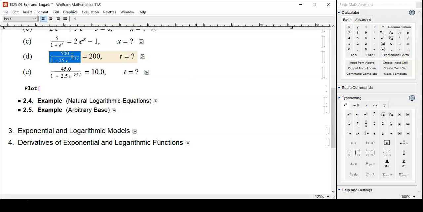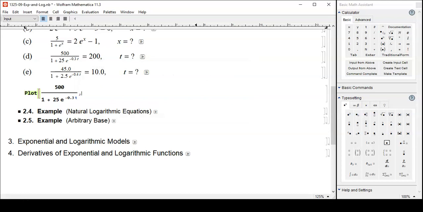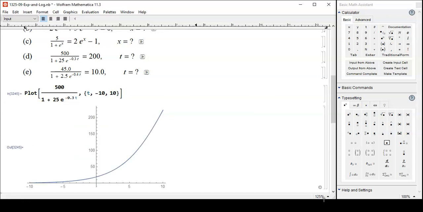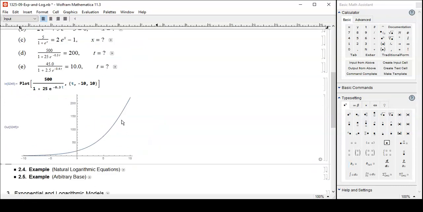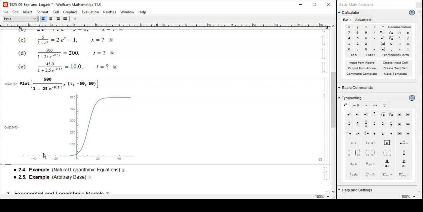For example, this function has this kind of graph. From -10 to 10, it looks like just a plain exponential, just increasing. Okay, -50 to +50, how about that? Now I can see here, to the left-hand side, to negative infinity, going down to 0. To the right-hand side, to positive infinity, converging to 500, the equilibrium.